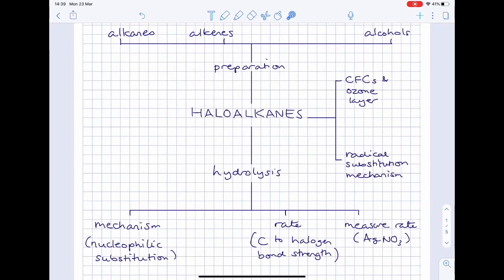So we've looked at how the rate of hydrolysis of different haloalkanes depends on the carbon to halogen bond strength or bond enthalpy. We also then looked at how we can measure the difference in rate of hydrolysis using a very simple experiment using silver nitrate dissolved in ethanol. So next time we're going to look at the last part of this topic, which is the environmental issues related to chlorofluorocarbons, which are haloalkanes, the effect on the ozone layer and how it breaks down the ozone layer. And we're going to look at the mechanism which this reaction undergoes, which is radical substitution.